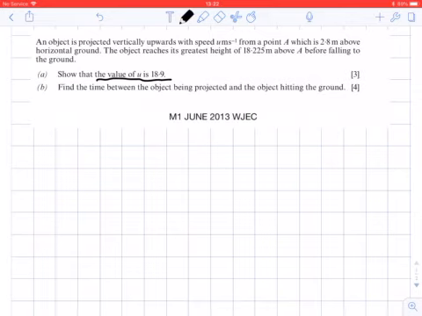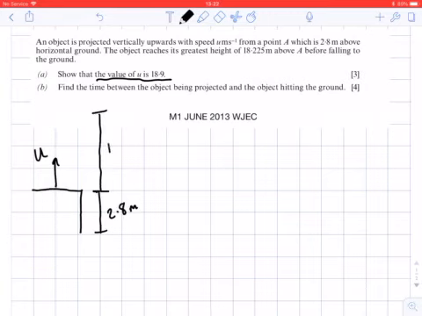So the first thing to do is to draw a diagram. I'm just going to draw myself a quick sketch of what's going on. This object is 2.8 meters above horizontal ground and it's projected upwards vertically with an initial speed of u. It reaches its greatest height of 18.225 meters before falling to the ground. And the only thing we can put in here straight away is, of course, it would be subject to acceleration, which is what slows it down and drags it back down to Earth, 9.8 meters per second every second.